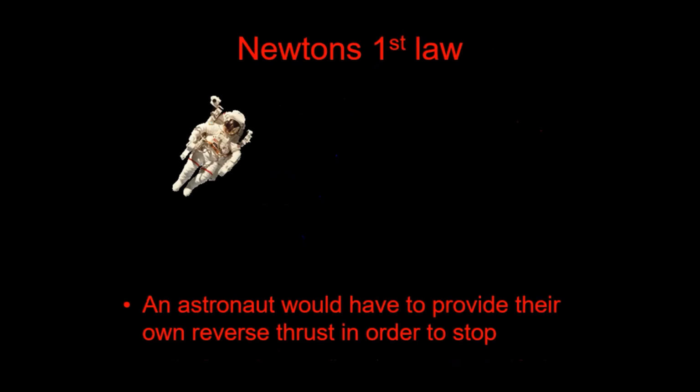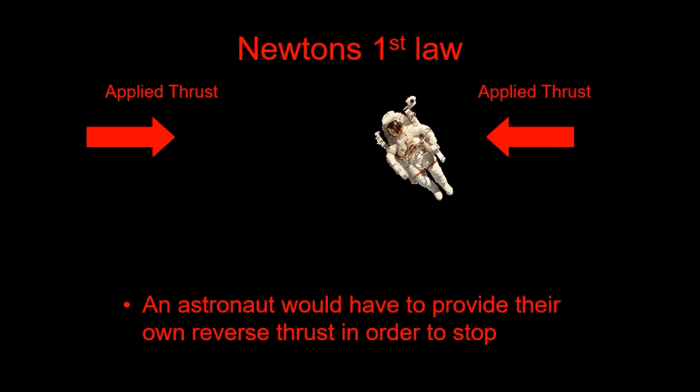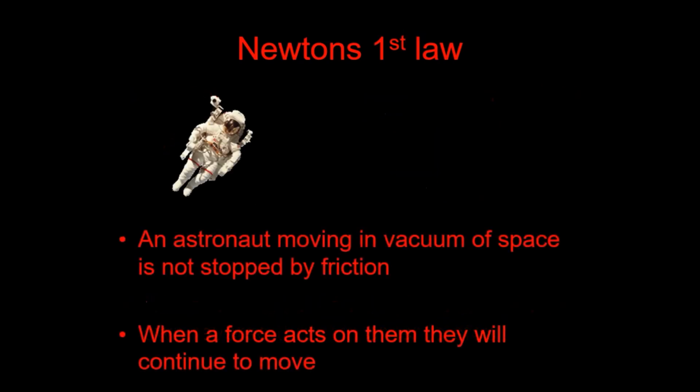So as we said before, when we talked about Newton's first law and introduced it, if you take an astronaut in the vacuum of space and he fires a thruster, he would have to provide an equal and opposite thrust in order to stop himself. If he didn't, he would just continue on and on and on.